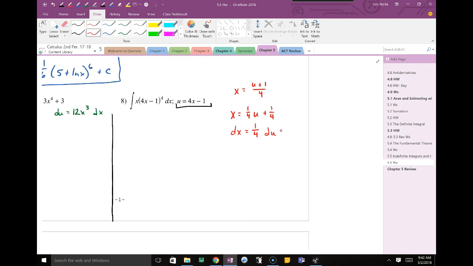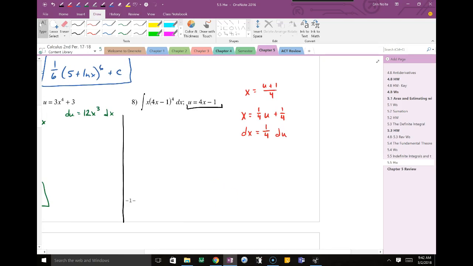But you derive the u. Okay, you ready? So the next thing that I have to do is rewrite my integral in terms of u. Okay, so I need to get rid of all of the x's. You ready?